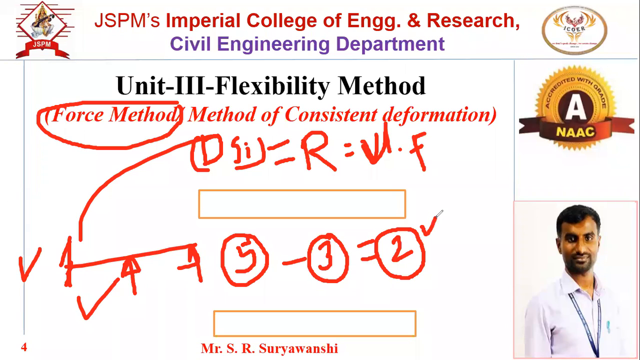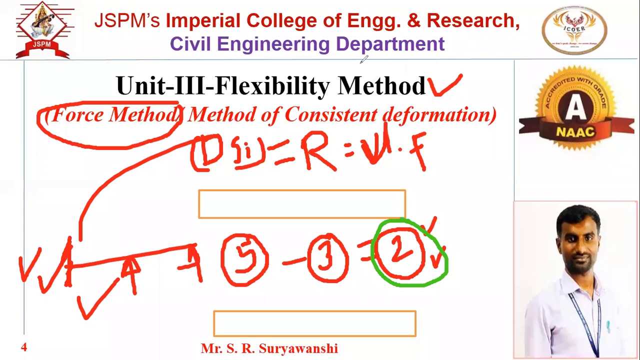Those 2 forces we have to find out using the flexibility method. For any structure, whatever DSI value you get is the number of unknown forces, and those forces we have to find out using this flexibility method. Understand: in SA1 we only found the value of DSI. The continuous beam is there and the DSI is R-3, that is 2. Your SA1 ends there. Find out the value of DSI. So this is the value of DSI.